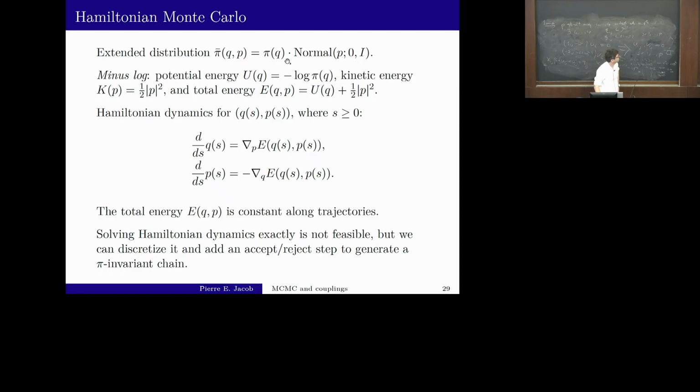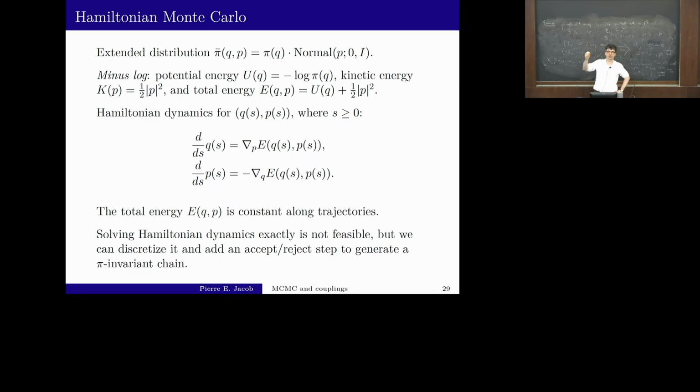Okay, so people talk about the potential energy for minus the log density of the target. The kinetic energy is 1/2 of the square norm of the momentum. And the total energy is the potential plus the kinetic energy. And so then you imagine that this mobile will move around the space with the conservation of total energy.